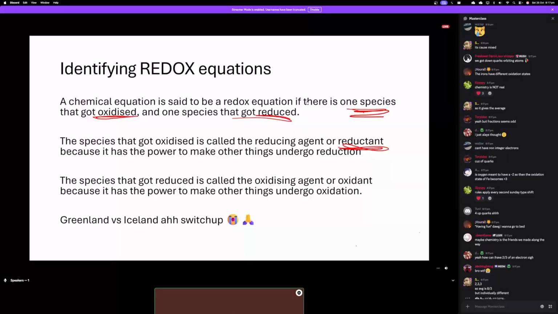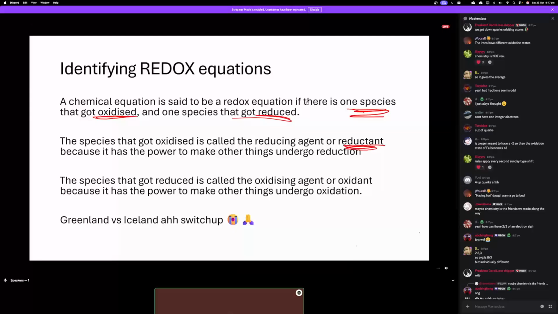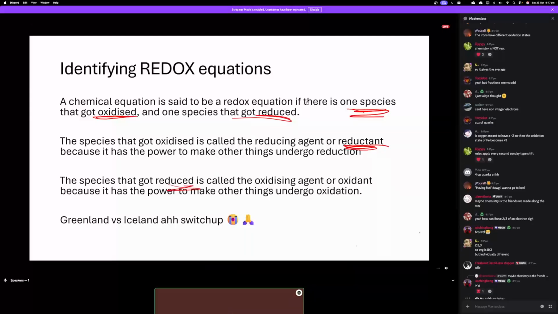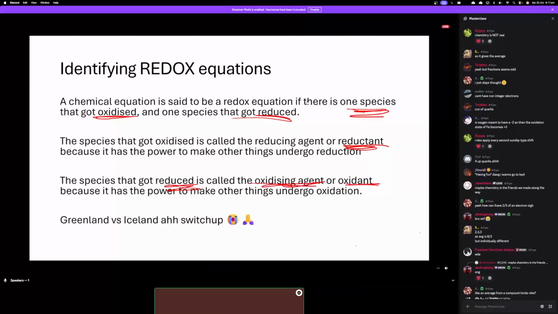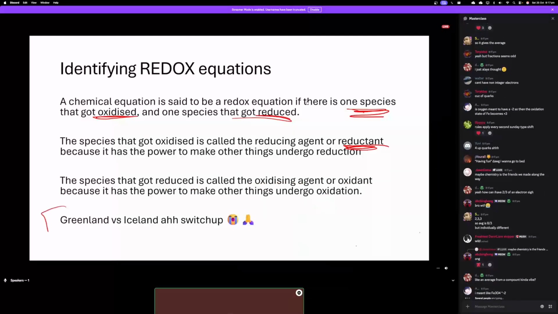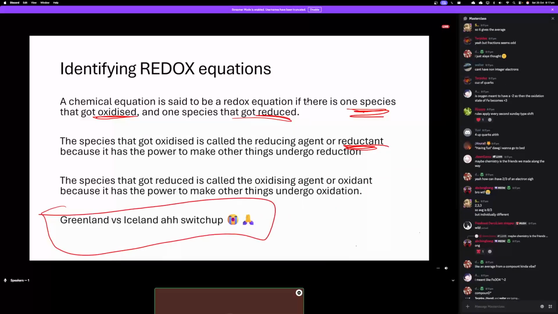Cool. Moving on. The species that gets oxidized is the reductant. The species that gets reduced is called the oxidizing agent or the oxidant because it has the power to make other things undergo oxidation. It is very confusing. You just got to know it. That's it.